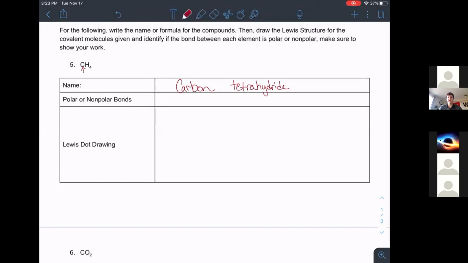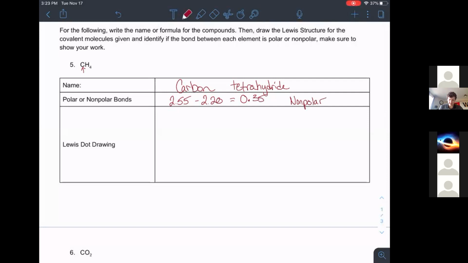If we do our electronegativity difference, we find that carbon has an electronegativity of 2.55 minus hydrogen, because it's a carbon-hydrogen bond, which has an electronegativity of 2.20. If we take the difference, we get 0.35, which is under 0.5, which makes this a nonpolar bond.